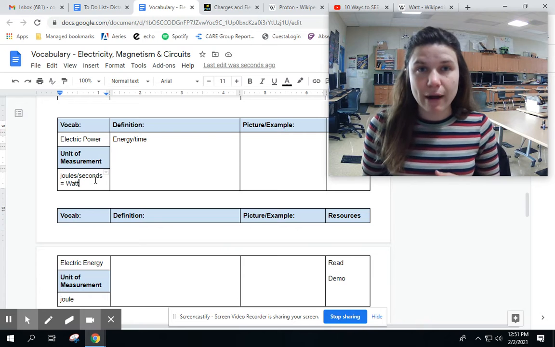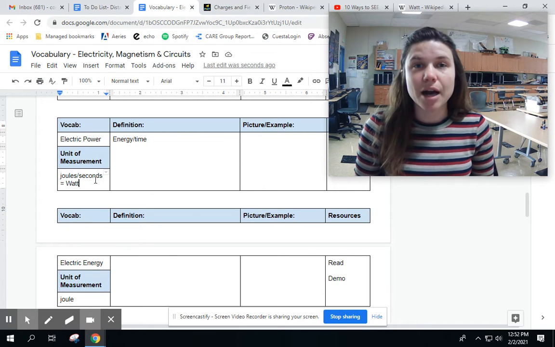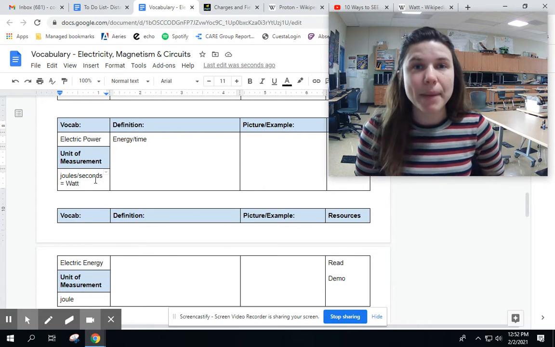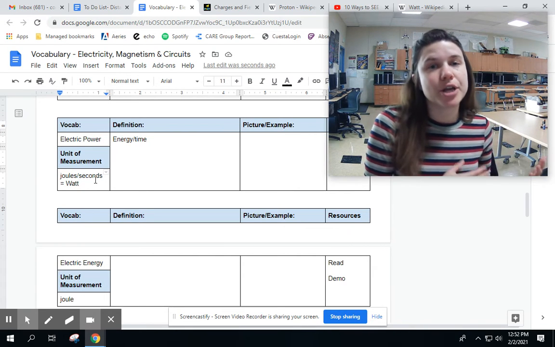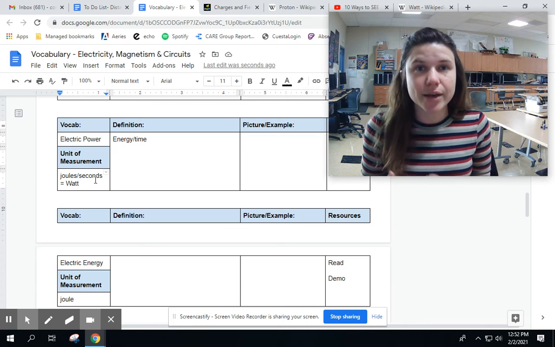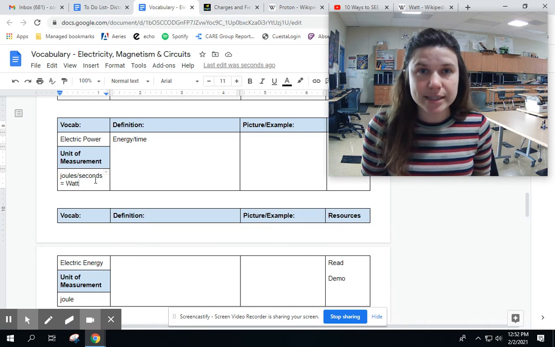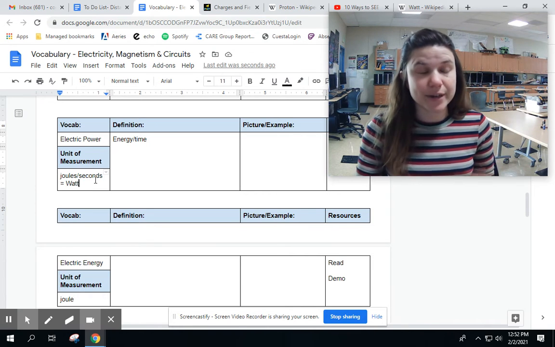Oftentimes, when we talk about the electrical grid, we're talking about wattage. We're talking about power, which is the rate of change of energy. How much energy are we generating within every given second? So that is the difference.